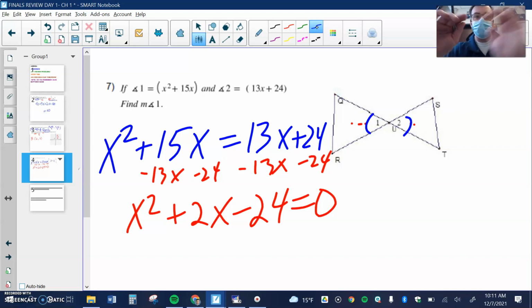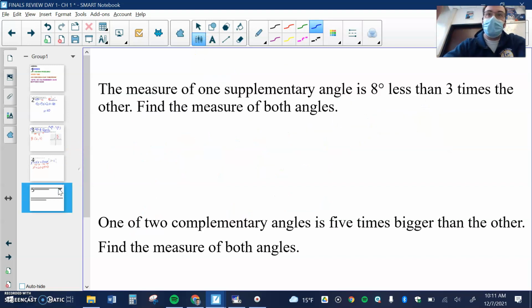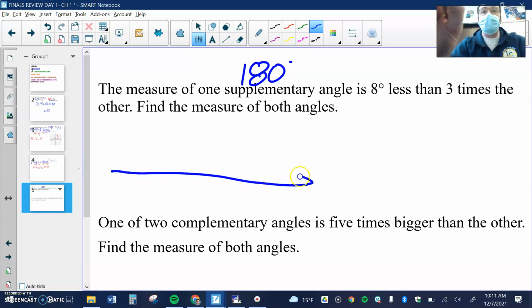You can check the actual work on the key for these problems. I really wanted to get to these word problems most importantly. I remember they caused some people some trouble, so I want to make sure we review these. Remember, supplementary means 180. Whenever I see that, I draw a straight line.